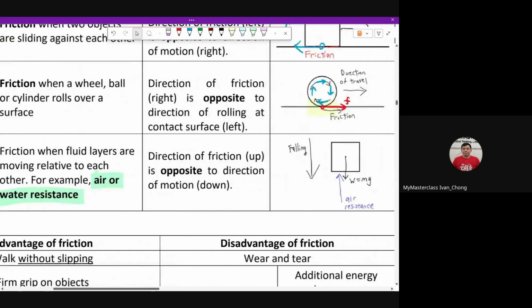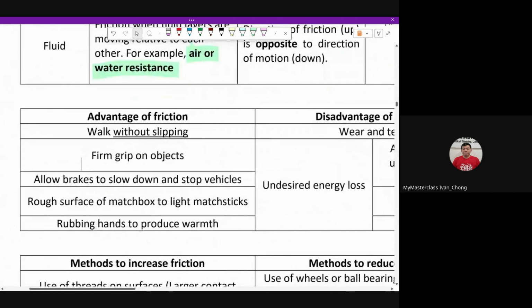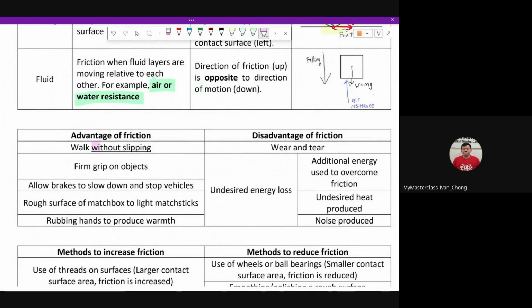Okay, so if you're falling, air resistance will just be in the opposite direction. It will be upwards instead of you falling downwards. Okay, so you can see over here, I want you to take note. When you want to say any advantage about friction, it is that you can walk without slipping, you have a firm grip of objects, you can slow down and stop vehicles, and basically the rest.